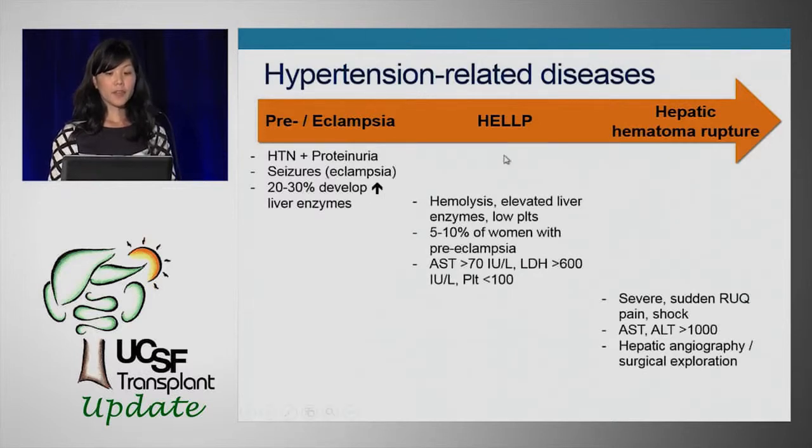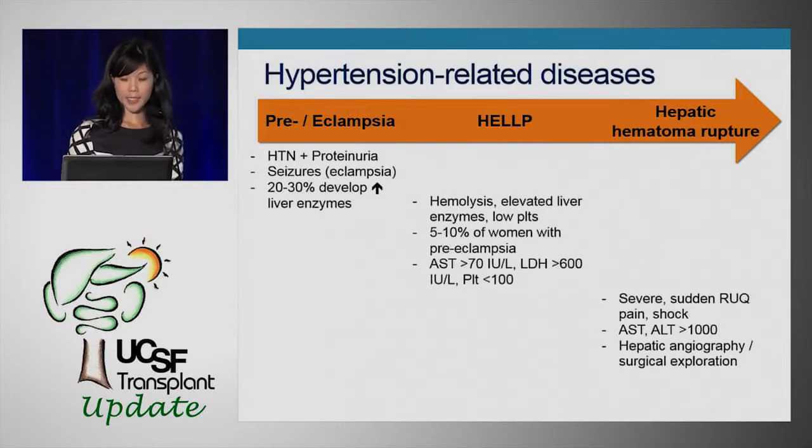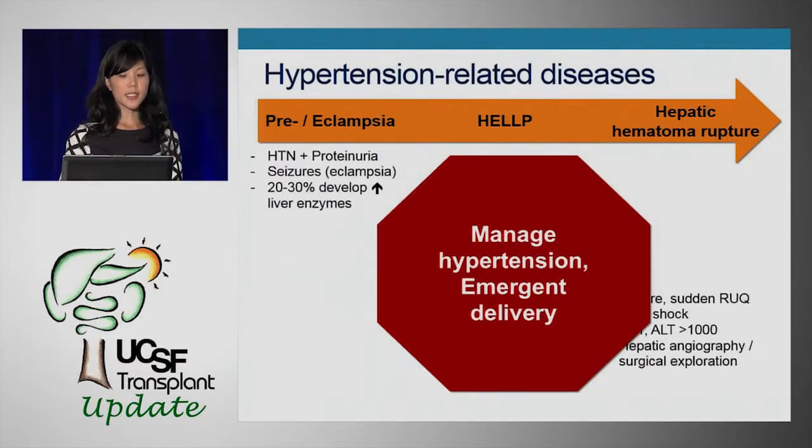If the hypertension-related disease becomes very severe in the setting of very high blood pressures, hepatic hematoma can rupture, and this is characterized by severe sudden right upper quadrant pain as well as shock. AST and ALT can rise above 1,000 in the setting of hypoperfusion of the liver, and of course management of that has to be with hepatic angiography, and if that fails, then surgical exploration. For hypertension-related liver diseases in pregnancy, the mainstay therapy is to first manage the hypertension in the hospital and then deliver.